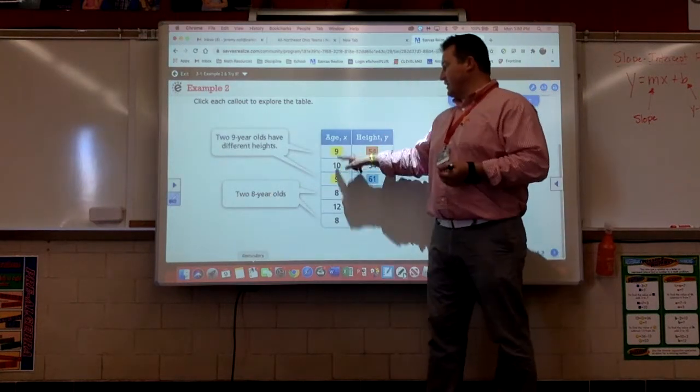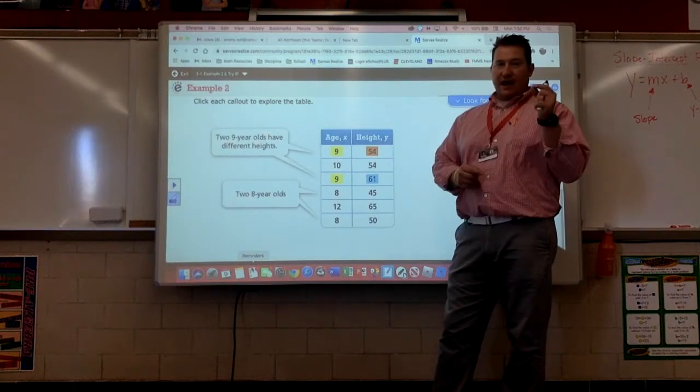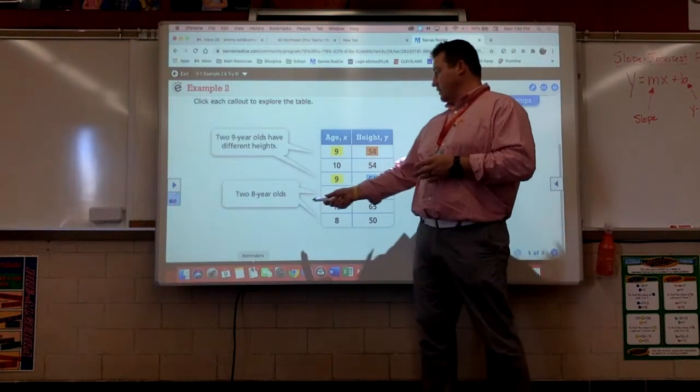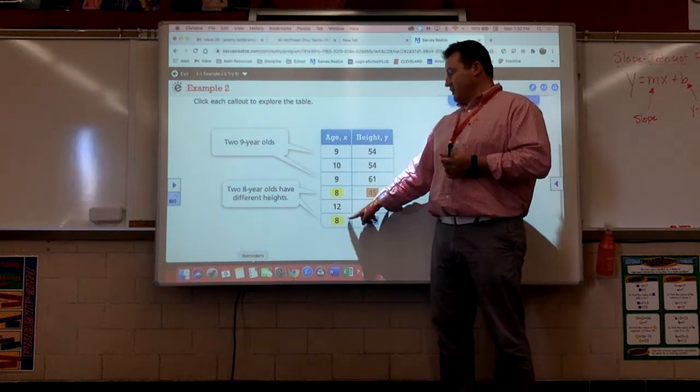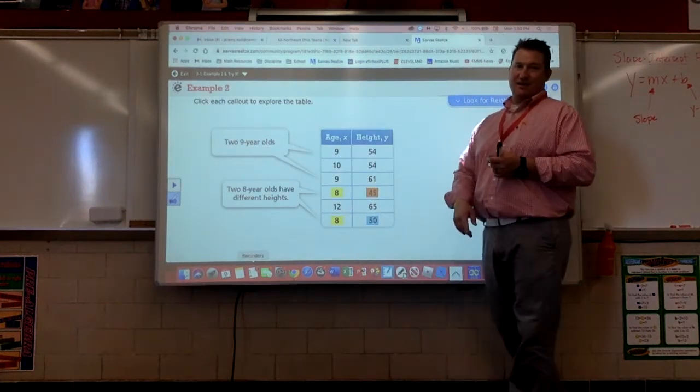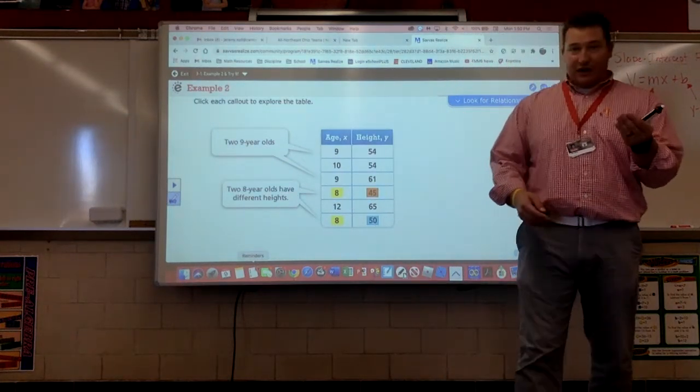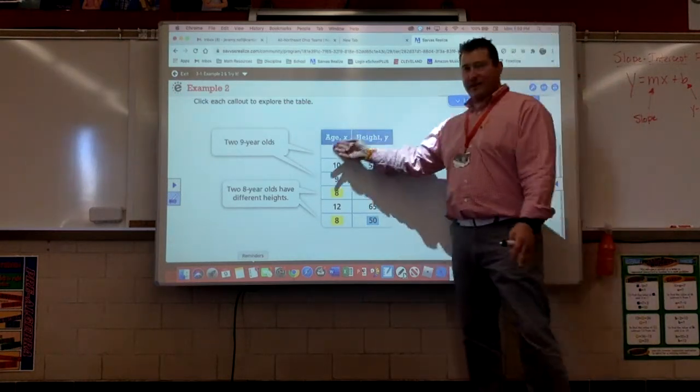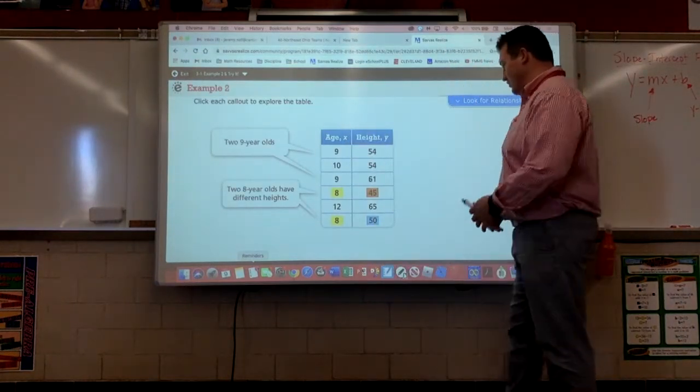Yeah. I've got 2 9s, right? I've got repeating inputs here. You can't do that. I also have repeating 8s in here. If you would like to be a function, you can't do this. No, you can't, okay?